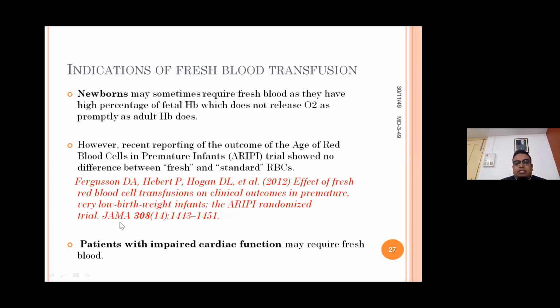Okay, this was published in JAMA. So this trial has shown that there is no difference between fresh and standard RBCs. So ultimately, you don't even have any indication of giving fresh blood in newborns as well. Sometimes patients with impaired cardiac function may require fresh blood.